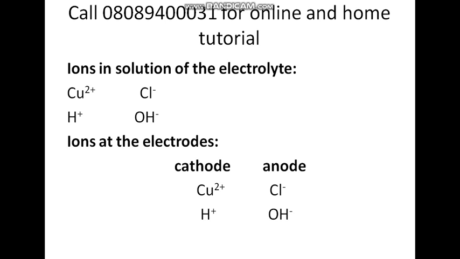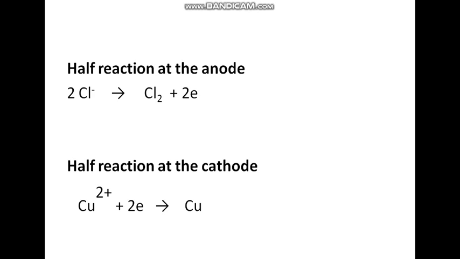Because of the small difference in electronegativity between the chloride ion and the hydroxy ion, the chloride ion, which is present in high concentration, is readily oxidized and is preferentially discharged as chlorine gas by losing electron. The half reaction at the anode, as could be seen on the tutorial board: 2 moles of chloride ion losing 2 moles of electron to give 1 mole of chlorine gas.